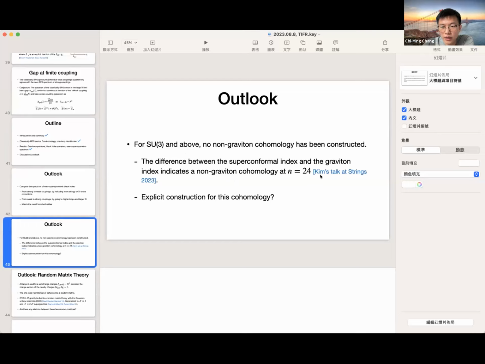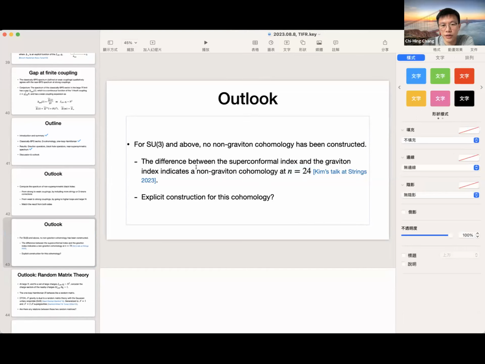at Strings, Kim gave a talk, and they tried to compare the superconformal index with the graviton cohomology computed by diagonalizing the matrices. They found that at level 24 for SU(3), there should also be a non-graviton cohomology. But so far, there is still no explicit construction for this cohomology.